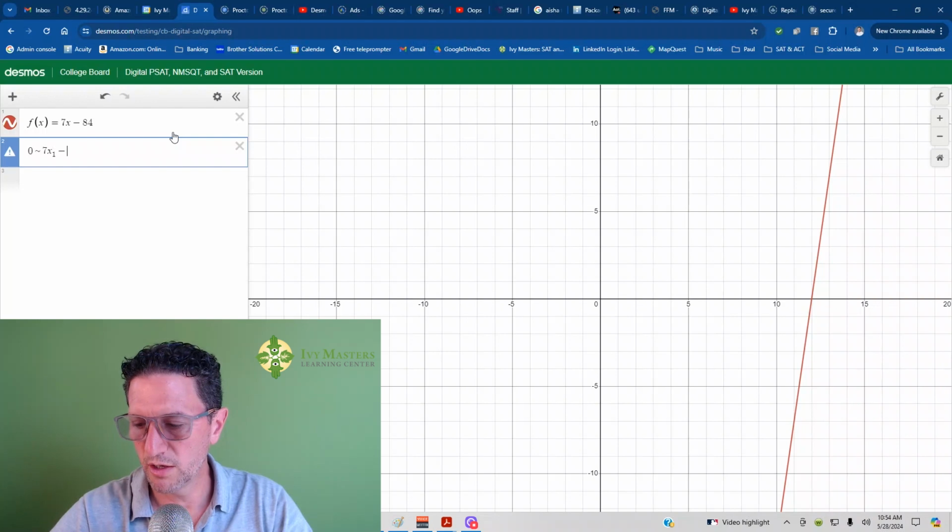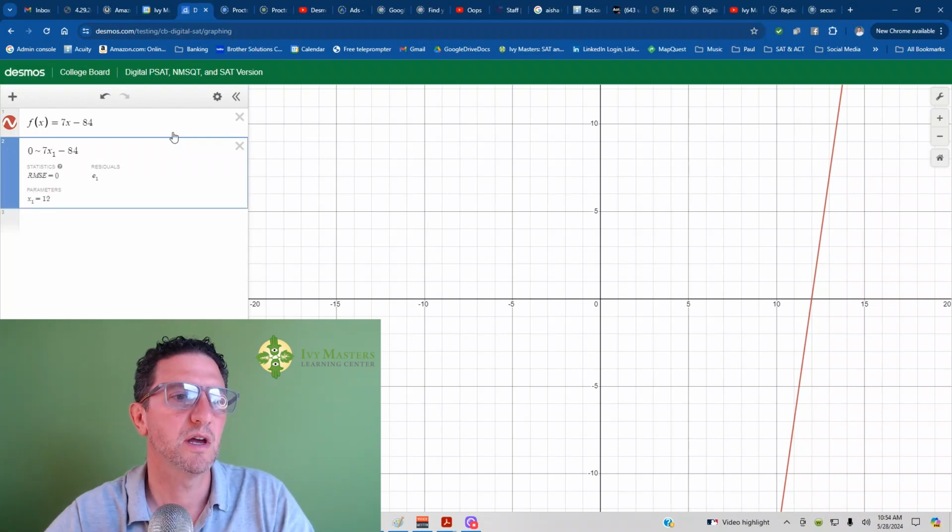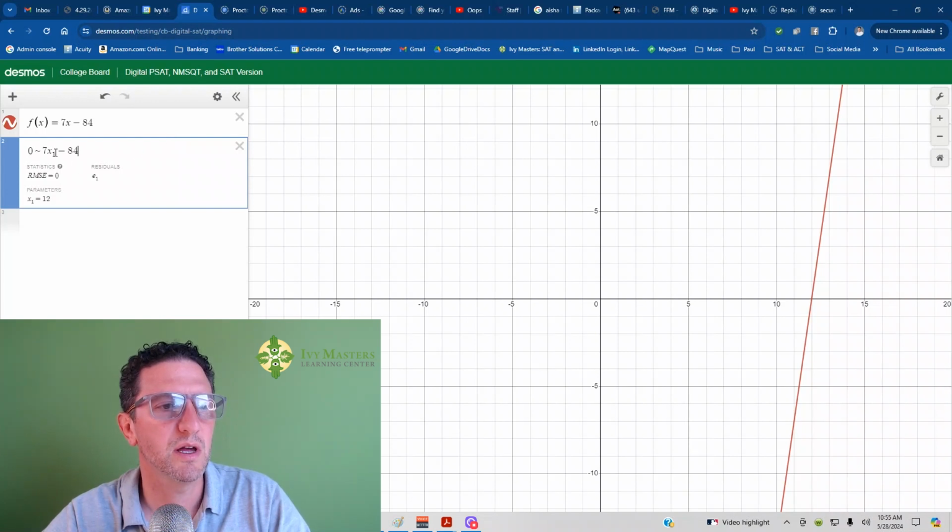Or in place of x, you put x1, you set it equal to 0 because the x-intercept is where y equals 0. And you put the tilde instead of the equal sign and you get 12 as your answer.